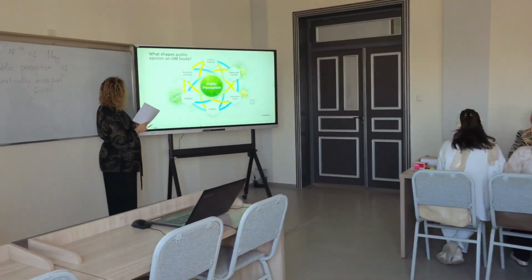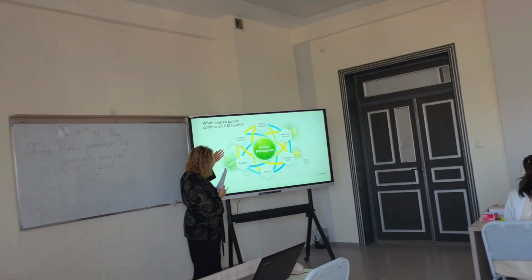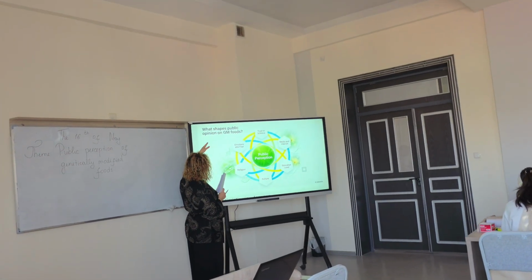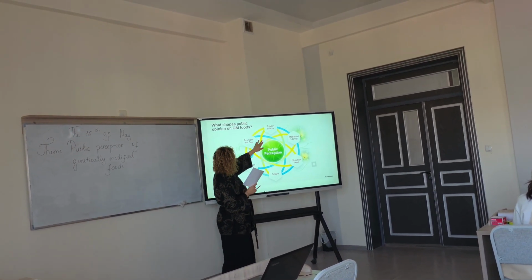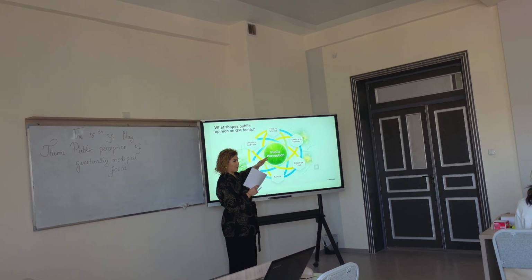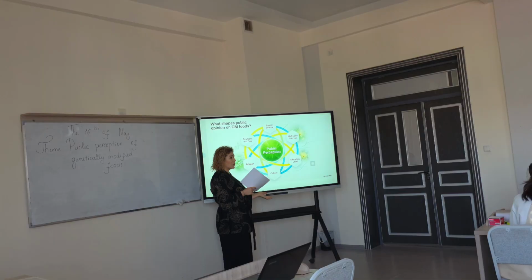Now look at the next slide. What shapes public opinion on GM foods? Here we will discuss public perception of genetically modified foods. The first one is trust in science. What does this mean? A lot of people trust scientists or research organizations.